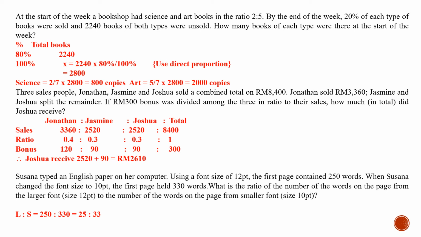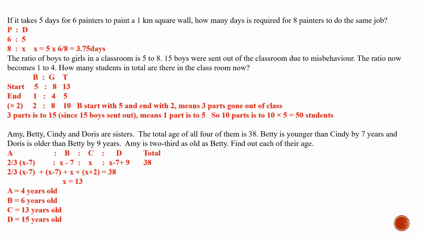This one, most of you got this right. It's just writing it down in ratio, not a problem. Okay, the first one is also inverse proportion. It takes 5 days for 6 painters to paint. For 8 painters, the number of painters increases, so the days will decrease.